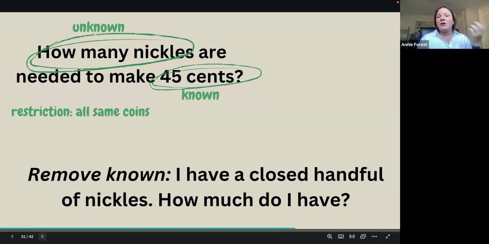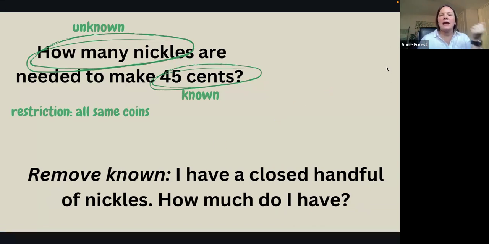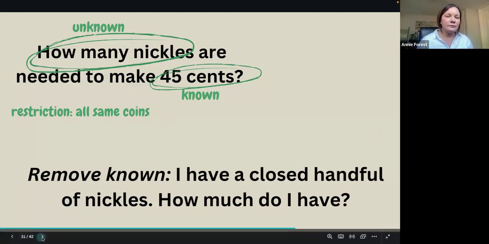You can also take away the known. Like, I have a closed handful of nickels. How much money do I have? I have some nickels. Well, that's keeping the restriction, because they still have to be all the same. They still have to be nickels. But now it could be any amount, and then you could be talking about multiples, right? So it's getting at that same idea.